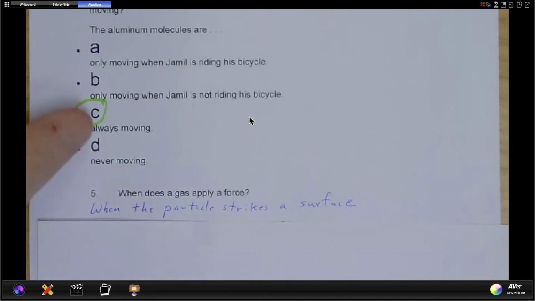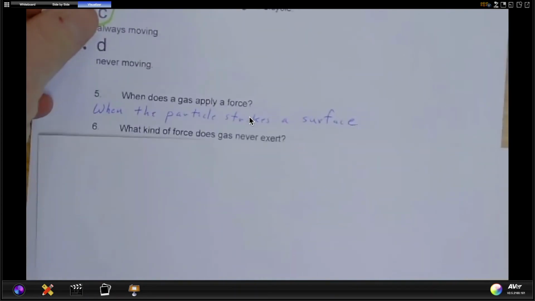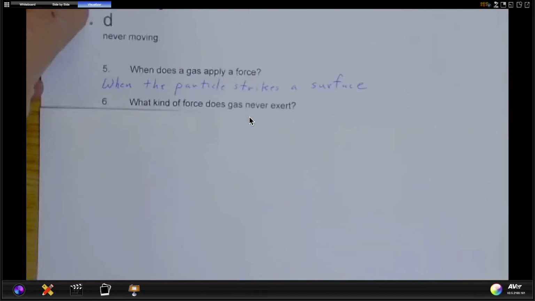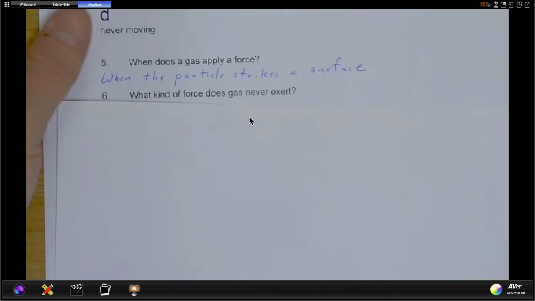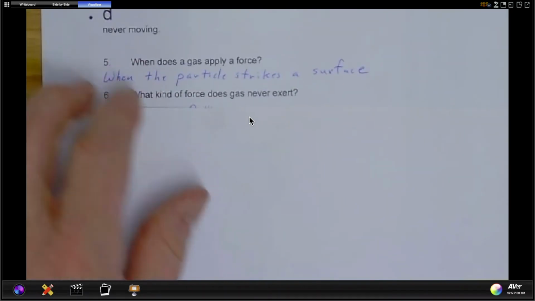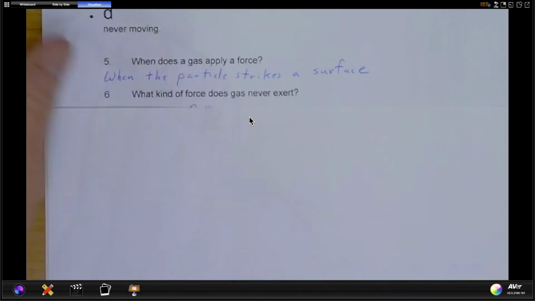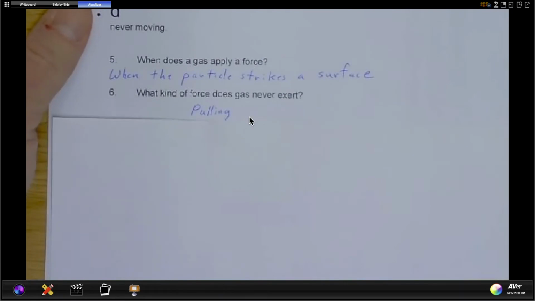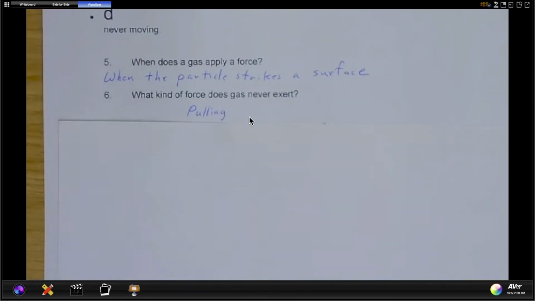That applies a force. Number 6, what kind of force does gas never exert? Well, think of this. We just said when it strikes a surface. Well, when you strike a surface, you're never going to make a pulling force. Gas pressure is always going to be a pushing force.